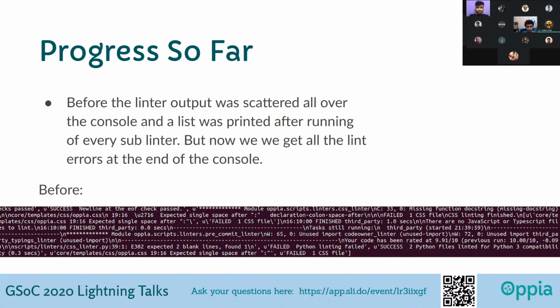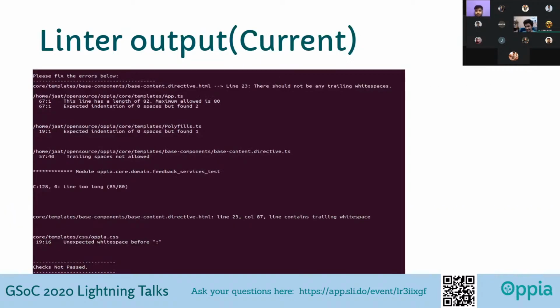Yeah. So as I said, the lint output was scattered all over the console. As you see, there's a list after each check, and it is not very helpful for the developer to know where the error is, and it's very verbose. But now I have fixed it, and next slide, please.